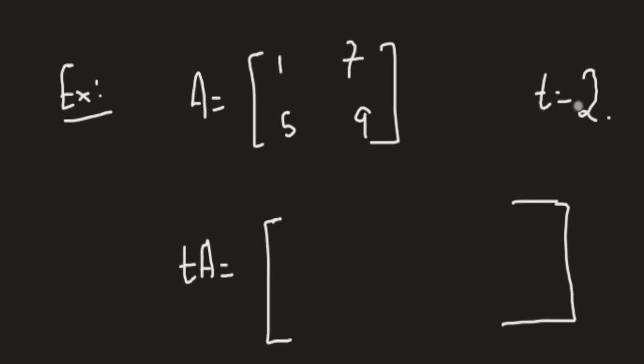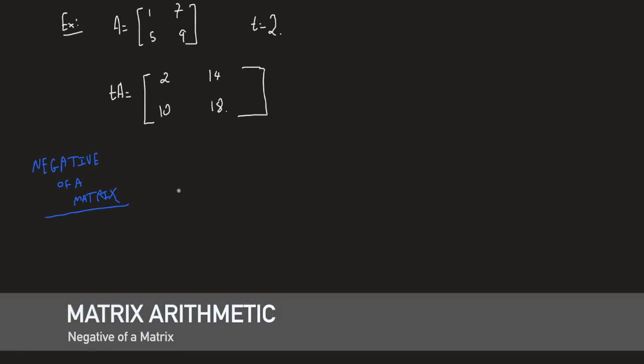is 2. Then all I have to do is multiply the entries of A by 2. So 2 times 1 is 2, 2 times 7 is 14, 2 times 5 is 10, and 2 times 9 is 18, right? Let's talk about the negative of a matrix.